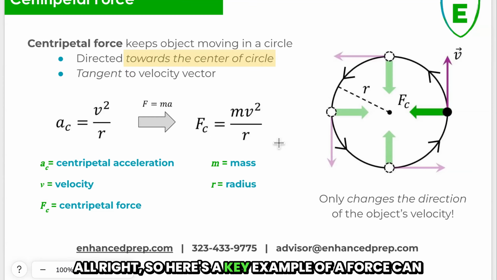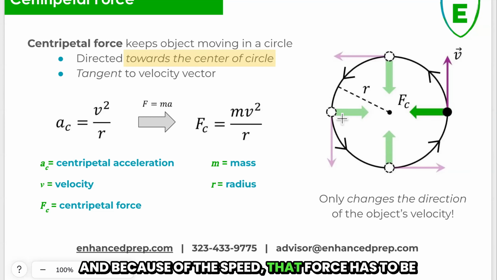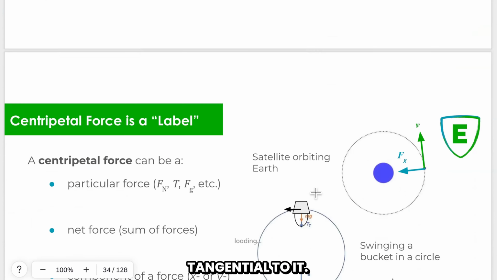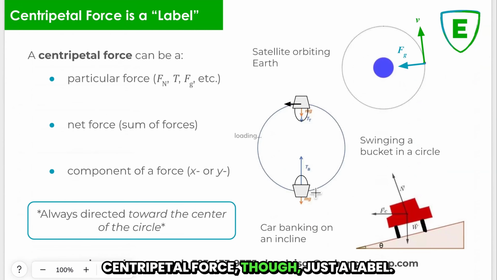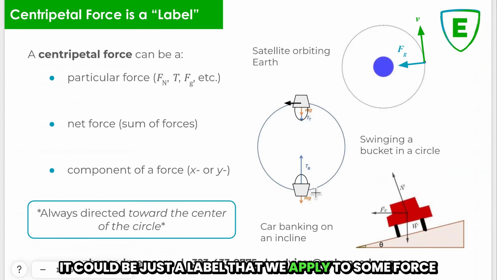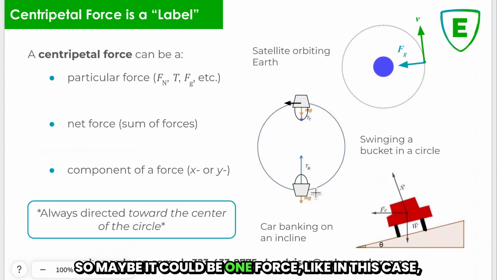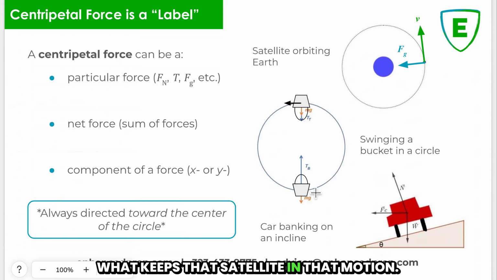All right, so here's a key example of a force that can change the direction of velocity without changing speed. And because of that, the force has to be perpendicular to the velocity. Centripetal force, though, is just a label. It's not a specific force. It's a label we apply to some force directed toward the center that keeps it in that motion. Maybe it could be one force, like a satellite orbiting Earth, where the force of gravity keeps that satellite in that motion.